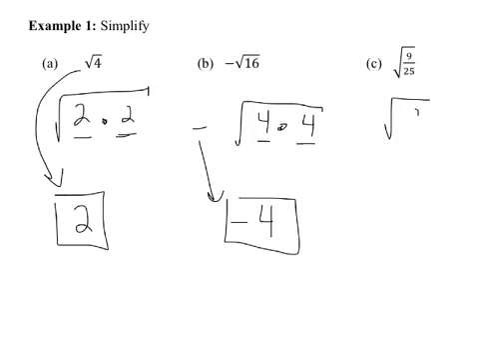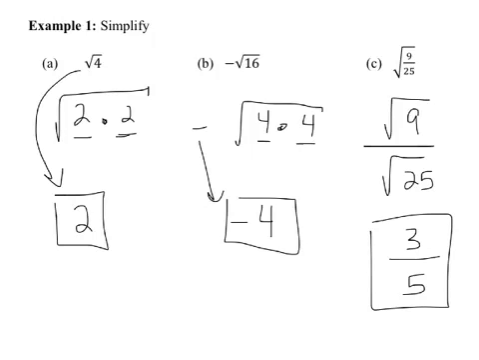And then finally, the square root of 9/25. If we take a look at our rules, that's radical 9 over radical 25. The square root of 9 is 3. The square root of 25 is 5, and therefore we have 3/5.